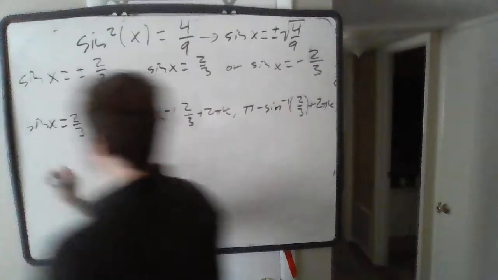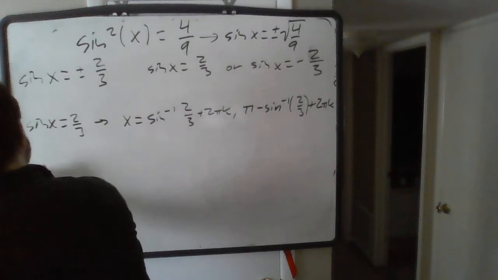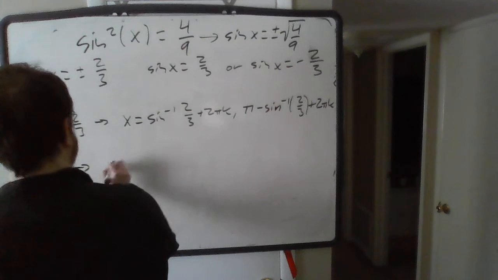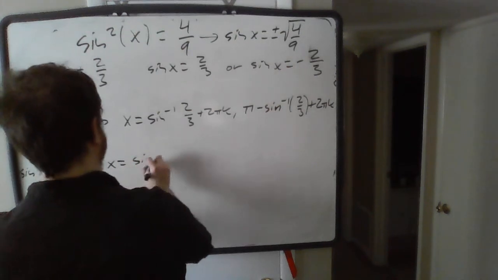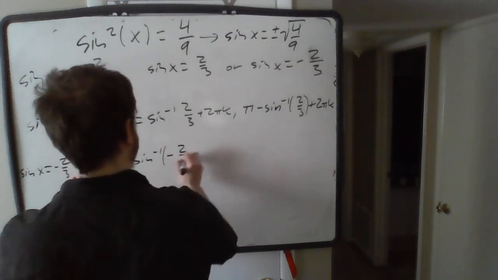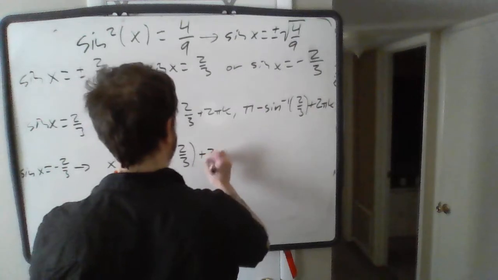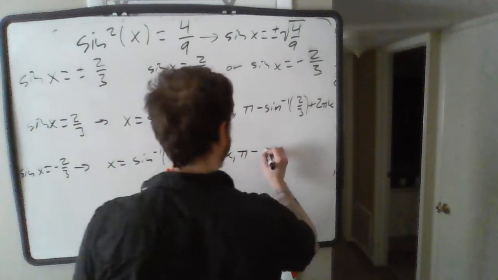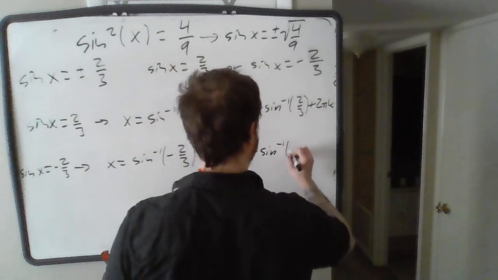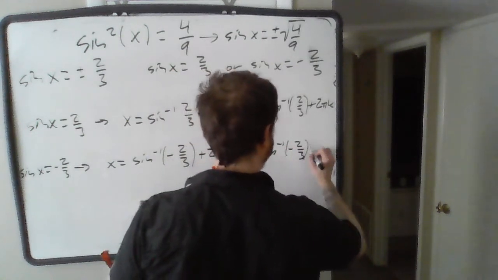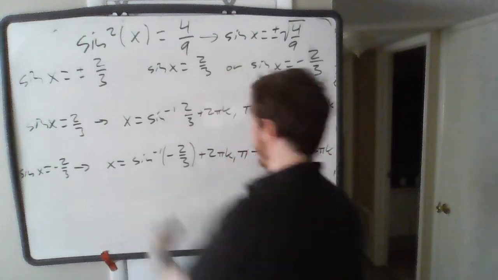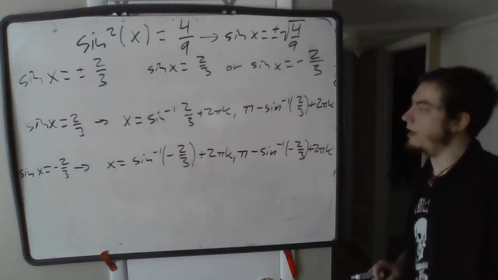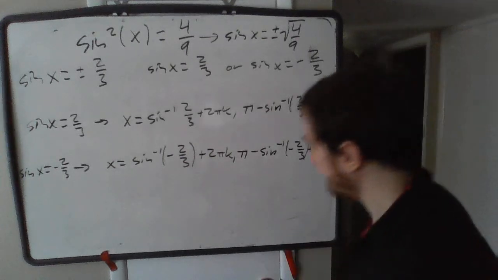And same kind of deal is going to happen on this other one. Sine x equals negative 2/3. Well, this becomes x equals sine inverse of negative 2/3 plus 2 pi k, or pi minus sine inverse of negative 2/3 plus 2 pi k. So we get all of these families here that are possibilities.